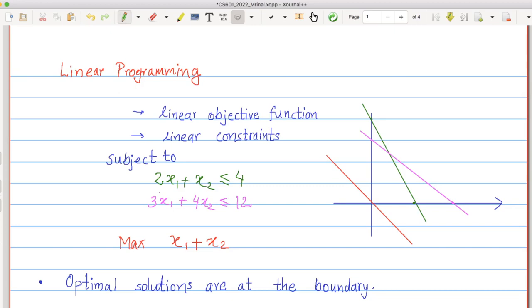in this example you can see we have two variables, x1 and x2. We have two linear constraints on them, 2x1 plus x2 less than or equal to 4. So that is shown here by the green line, right? So this constraint means we are interested in the area below the green line, right? Similarly, the second constraint 3x1 plus 4x2 less than or equal to 12, that is shown via this pink line, and we are interested in the area below the pink line, right?